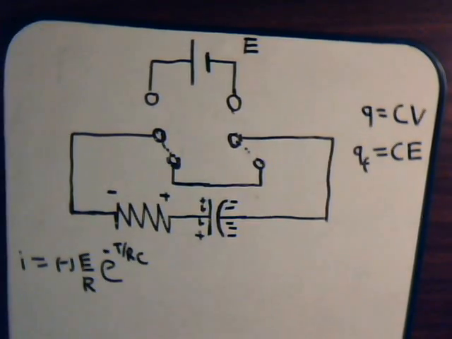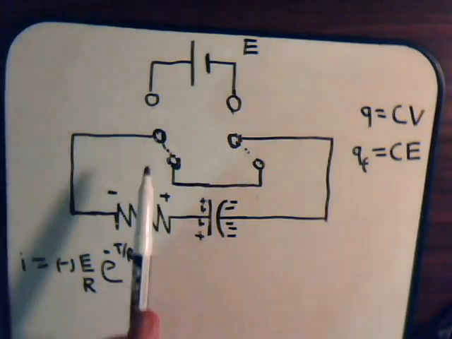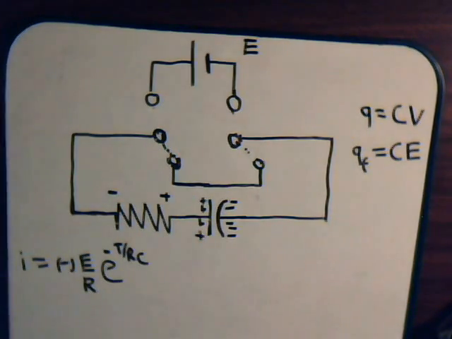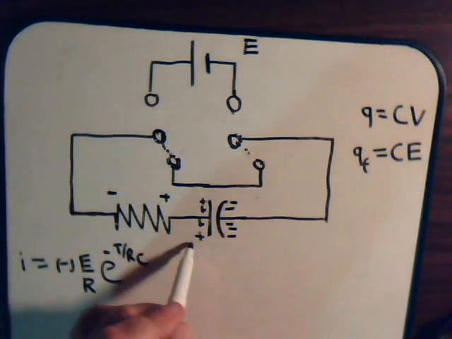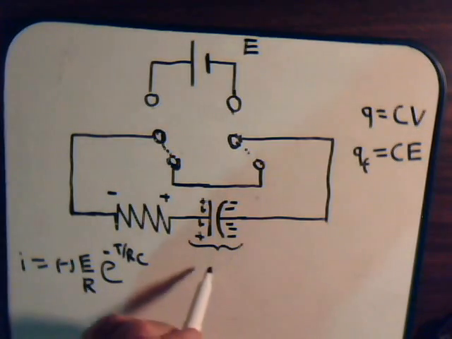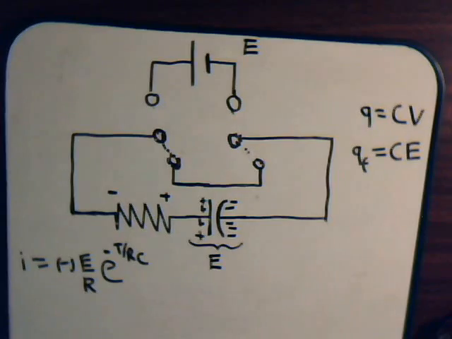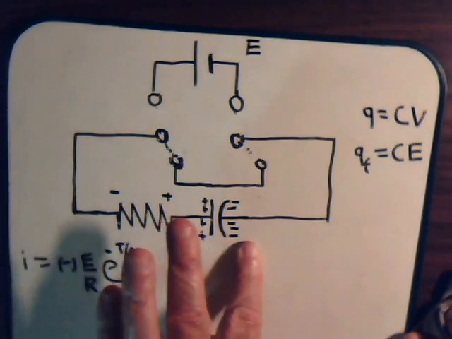And again, as soon as we throw this switch so that this circuit is complete, at that moment in time, that voltage there is E. And that current is going to be E over R. Then, as these charges dissipate, this voltage keeps decreasing.